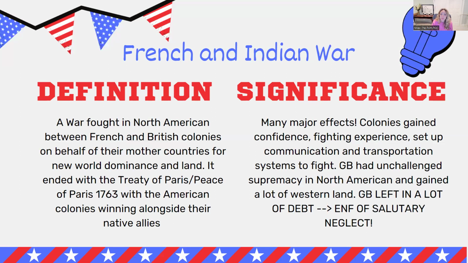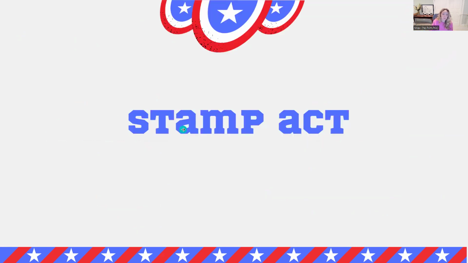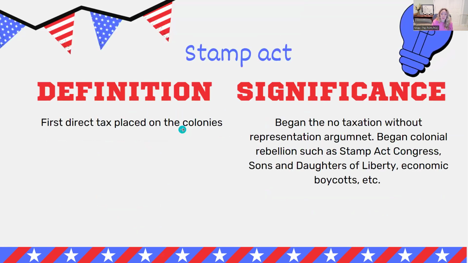But the biggest takeaway here is all of the debt that Great Britain is left with as a result of fighting in this war. And they believe, the Whigs in Parliament believe, that the colonies should bear the burden of forking over the money to pay off the debt in the war. And there is an abrupt end of salutary neglect, and that's where we see the increase in taxation, which leads us to the Stamp Act. This is the first direct tax placed on the colonies.